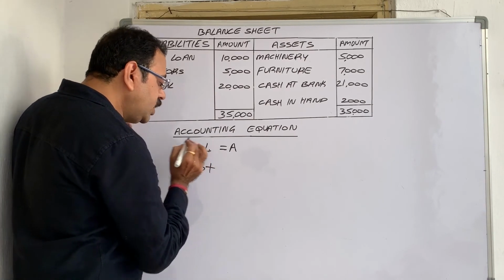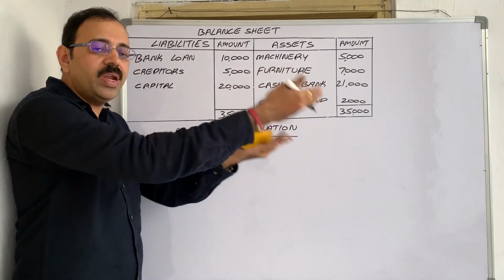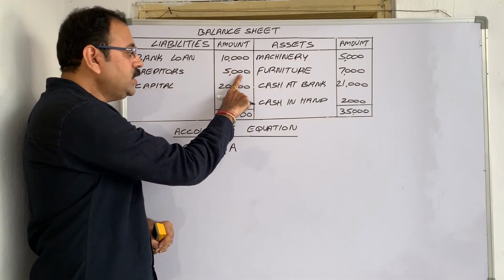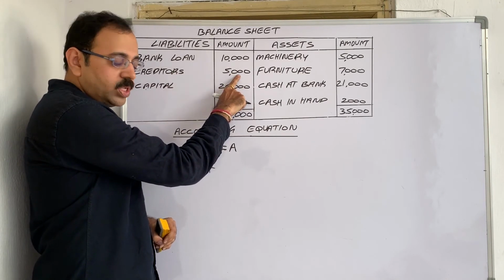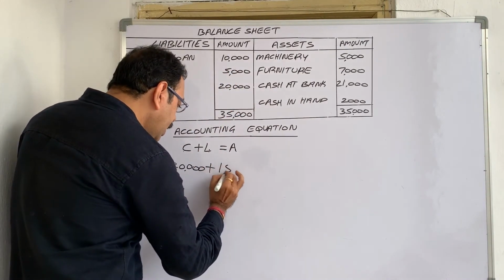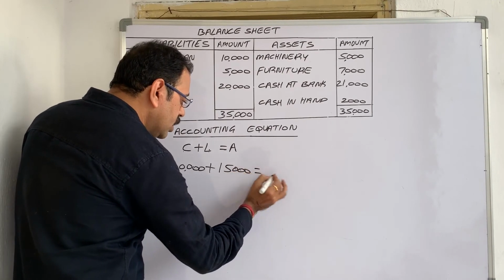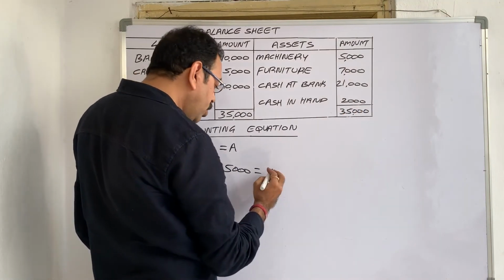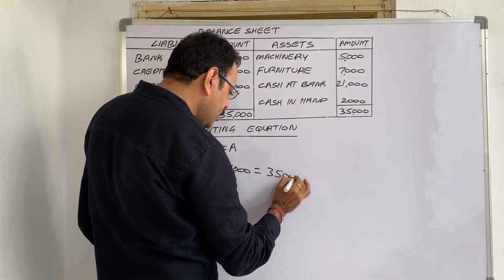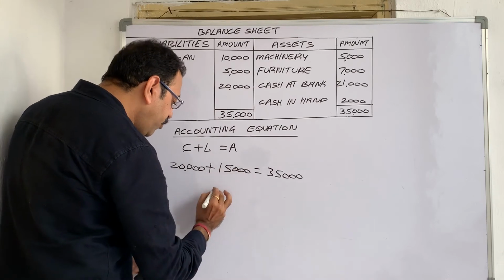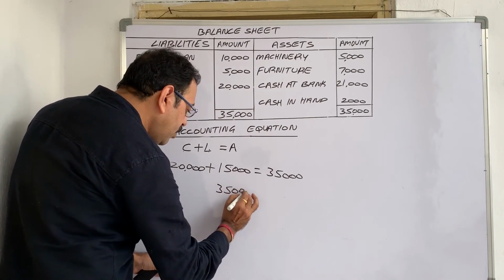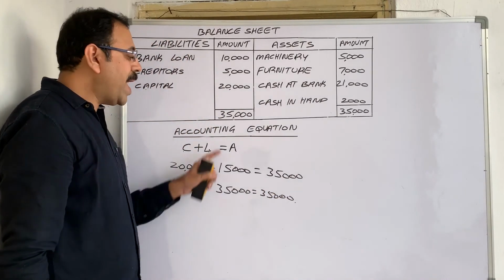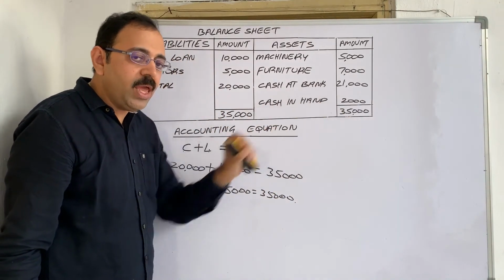Plus liabilities means what? The loans which we have taken from outsiders. From the bank we have taken 10,000, plus from the supplier we have taken 5,000. So outside liability is 15,000 rupees. This total should be equivalent to the asset side total. 20 plus 15, 35, no? 35,000 is equal to 35,000.